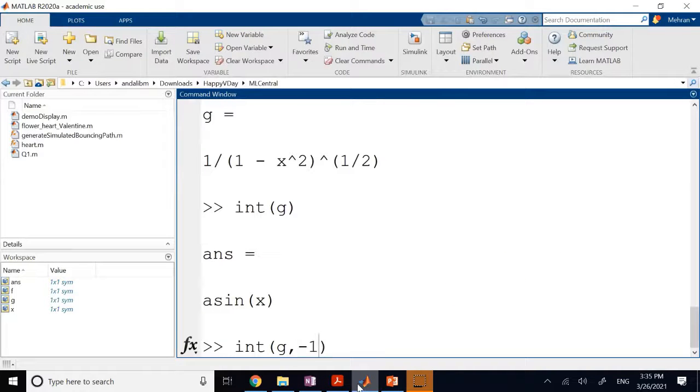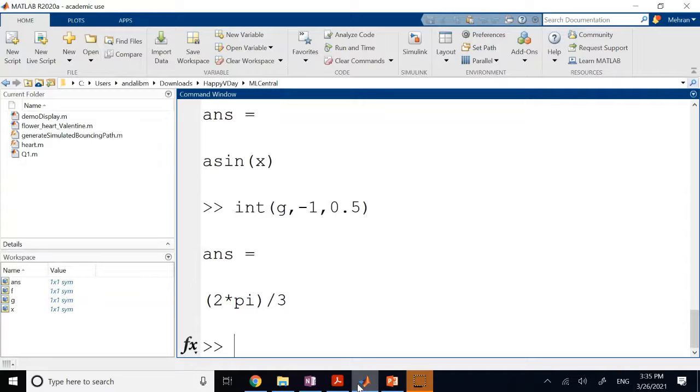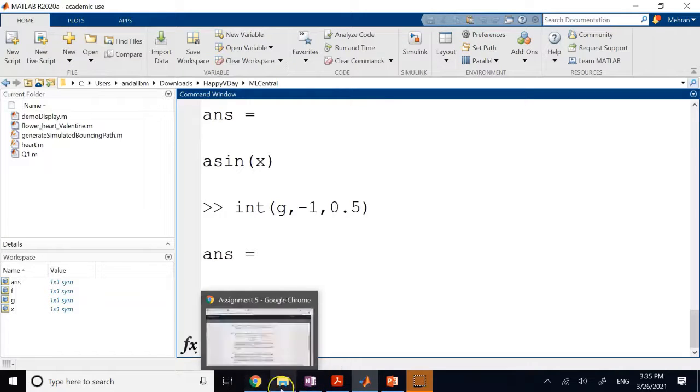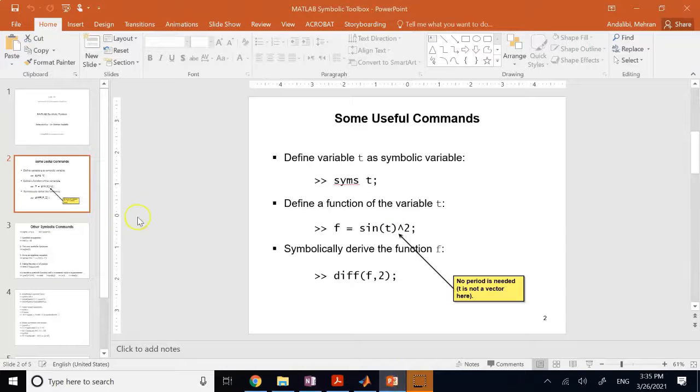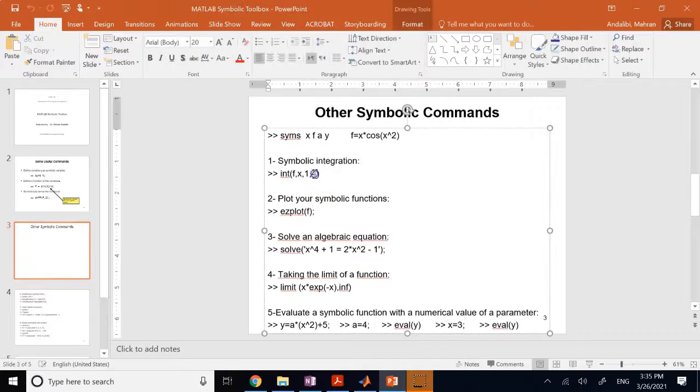You provide -1 and then 0.5, and that makes it a definite integral. Here we go: 2 pi over 3. That's the answer. Right? In this case, pi minus pi over 3. Are we good about integral and derivative? So these two are a big help for your calculus. So I mentioned them. Good.